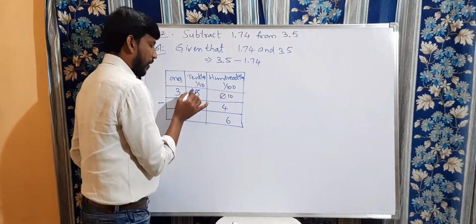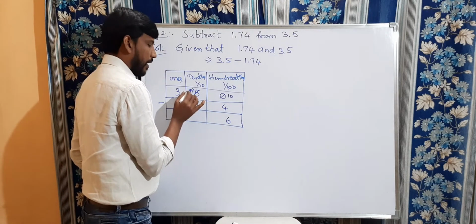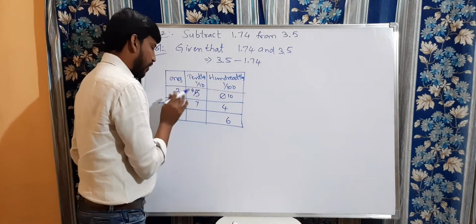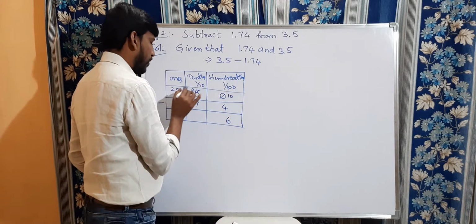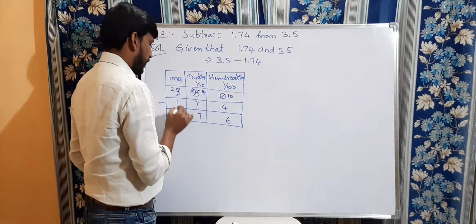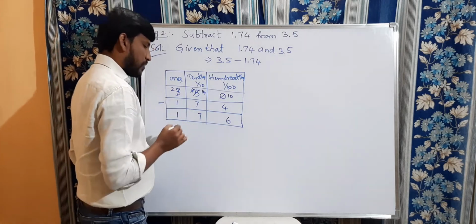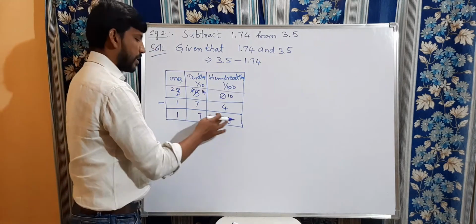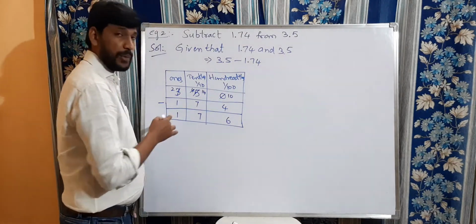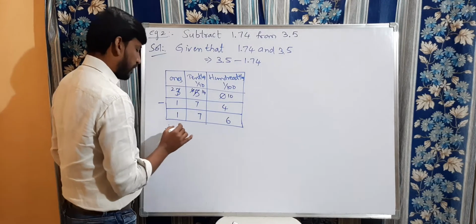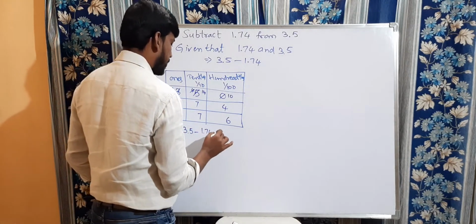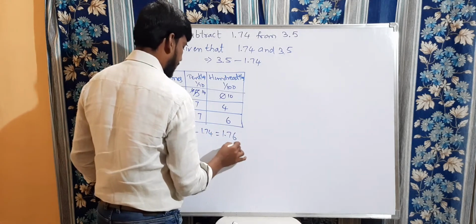Now again here 4. 5 is not there here. 4 minus 7 is how much? Not possible. So again we need to take the borrow from 3. So this will become 2 and this will become 14. 14 minus 7 is 7. 2 minus 1 is 1. So what we got here? 176. So where we should keep the decimal? After ones. Here we should keep the decimal. Now therefore here 3.5 minus 1.74 is equal to 1.76.